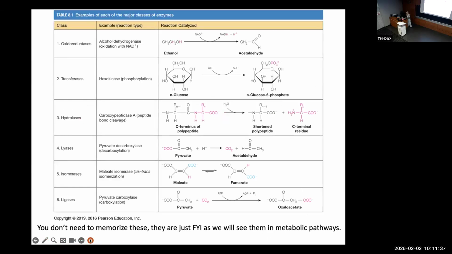All right, so this is a table, you don't have to memorize it, but it's an introduction to some of the types of classes of enzymes that we're going to be seeing. The first class is called an oxidoreductase. Those are enzymes that catalyze oxidation reduction reactions, so transferring electrons from one molecule to another. In this case, we are oxidizing ethanol and reducing NAD+.